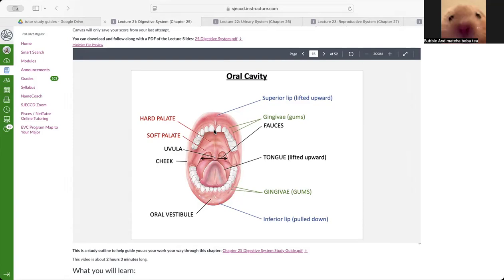The hard palate is basically the maxilla and the palatine bone with mucous membrane, while the soft palate is just muscle and mucous membrane. The little dangling structure right here is the uvula, right? This prevents food and liquid from entering your nose when you swallow. It has muscles, so when you swallow, food goes to your nasopharynx.